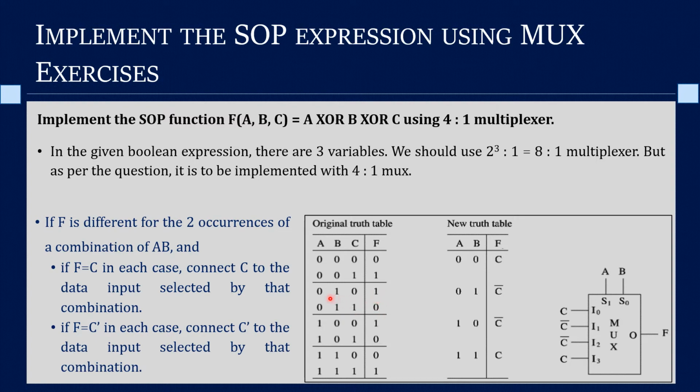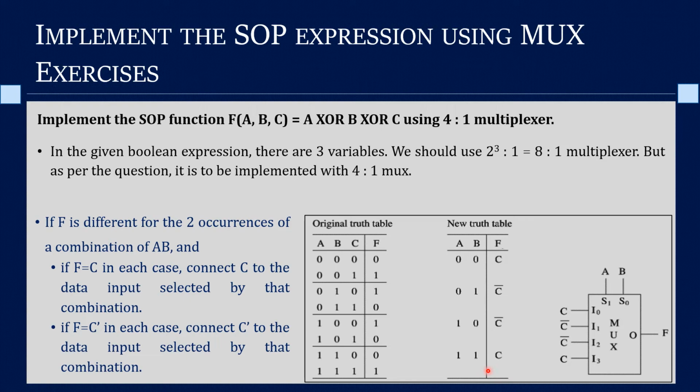Fine. So for the combination 0, 1, the F value should be connected to C complement. Fine. Now let's look into the next group, the 1, 0 group. It should also be connected to the C complement. The next group, the 1, 1 group, should be connected to the C.